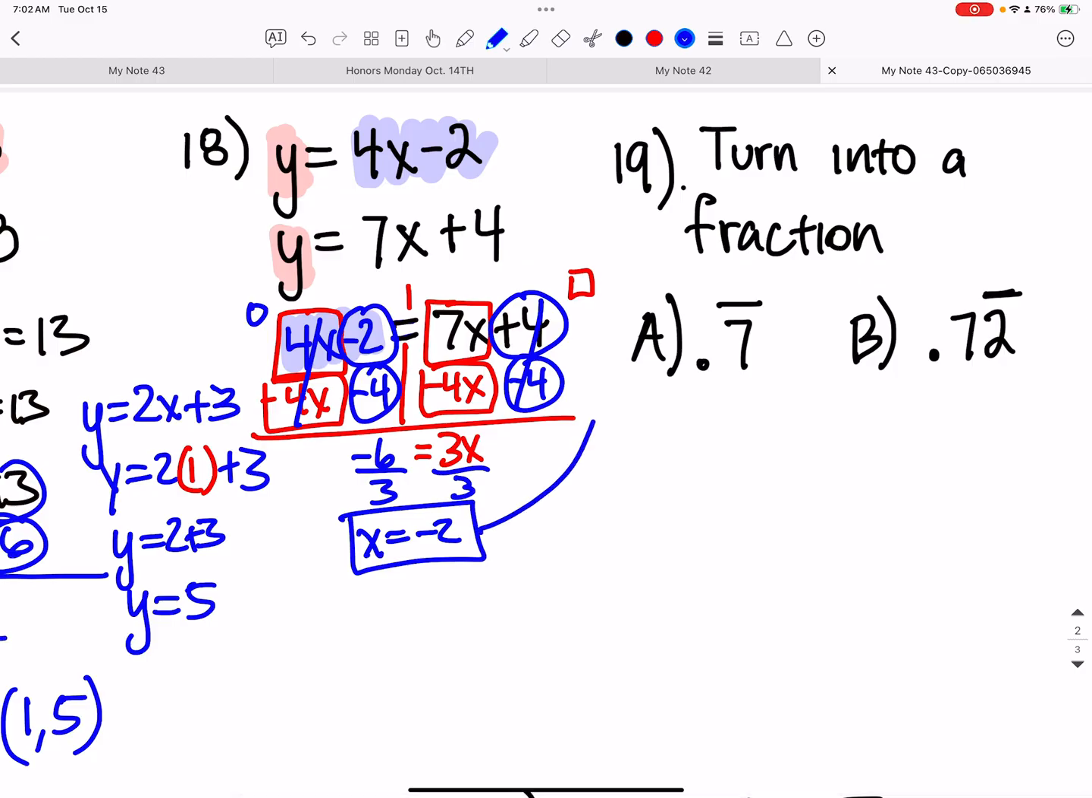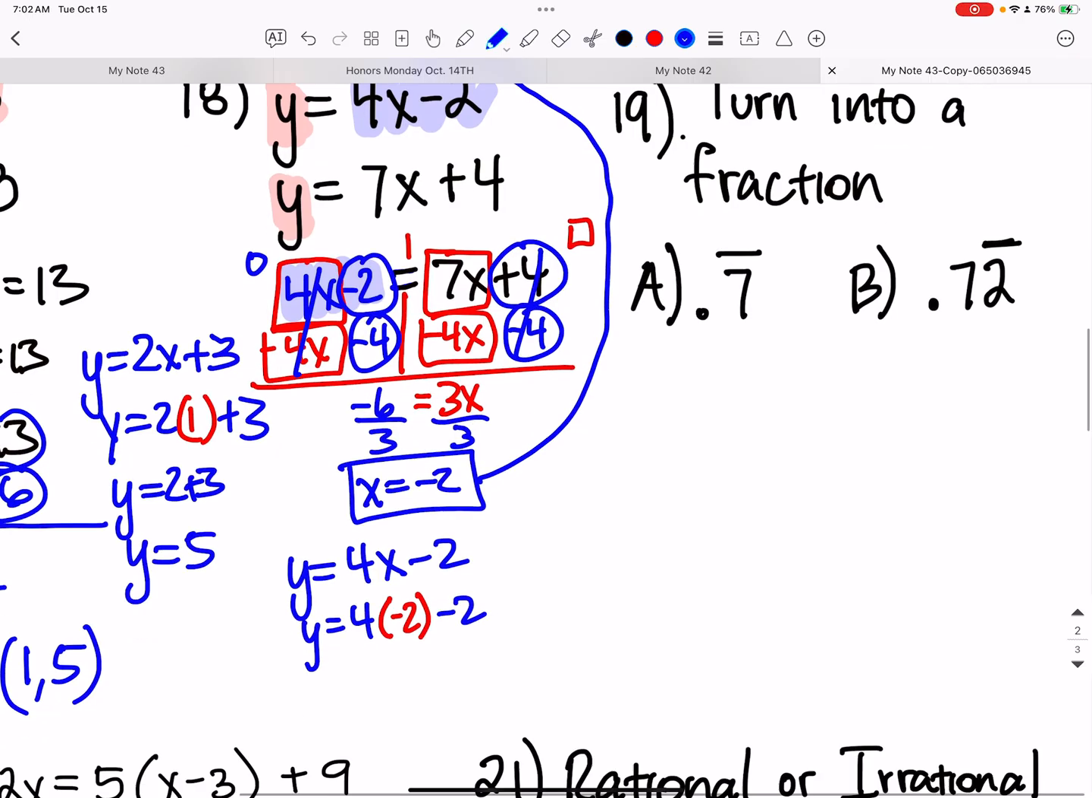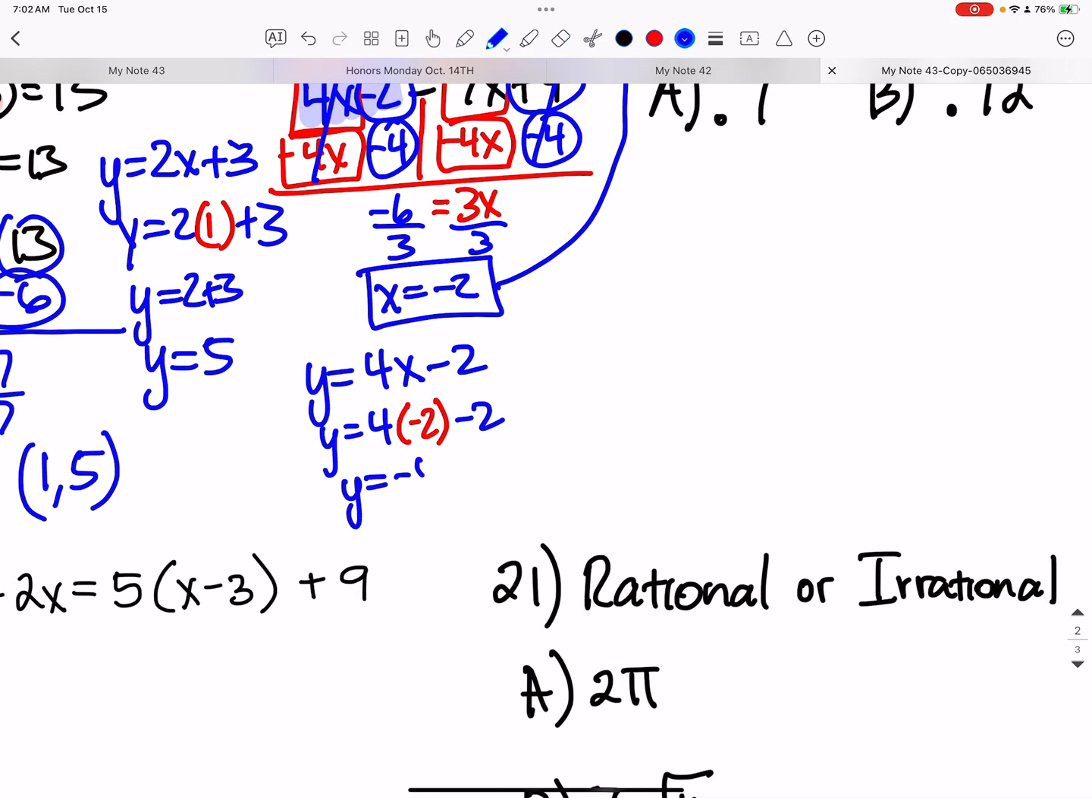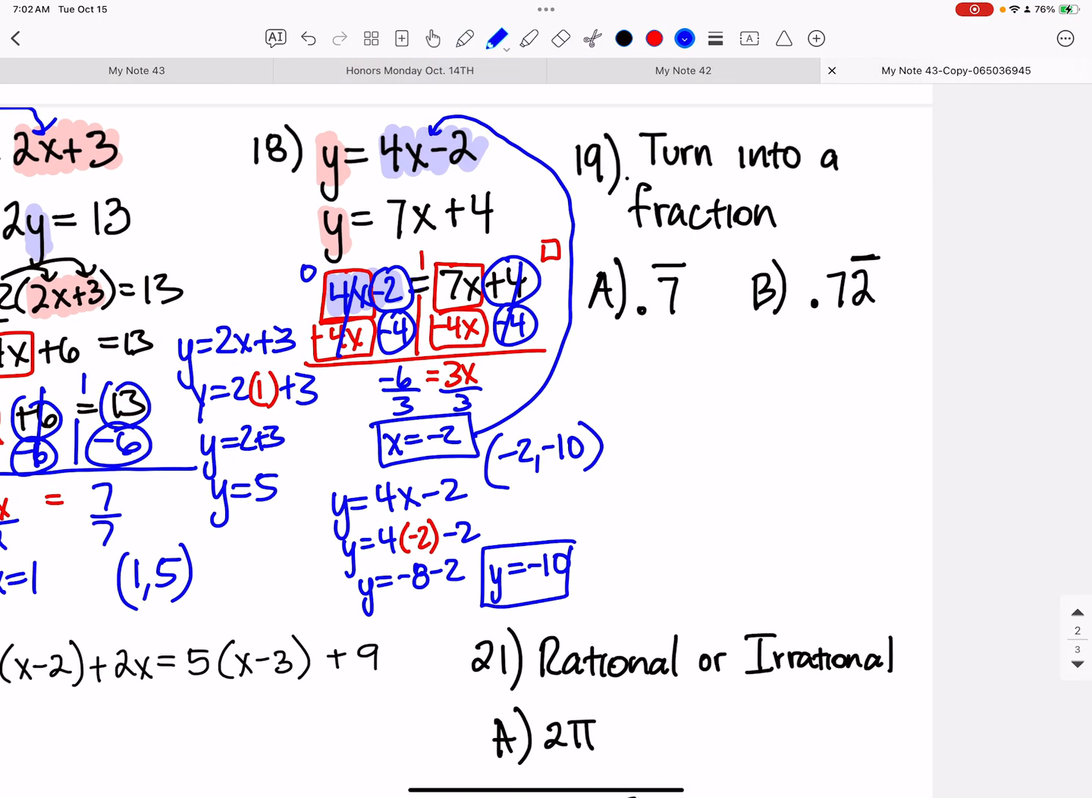Now that we know x's are negative 2's, we're going to go back up to either one. I'm going to go to this one: y equals 4 times x minus 2, but now x's are negative 2's. So y equals 4 times negative 2 minus 2. Y equals negative 8 minus 2. Y equals negative 10 because they're all in the negative team. So negative 2, negative 10 is the answer.